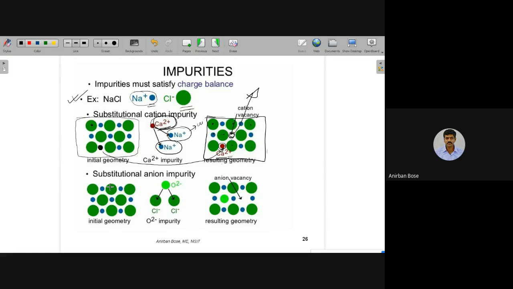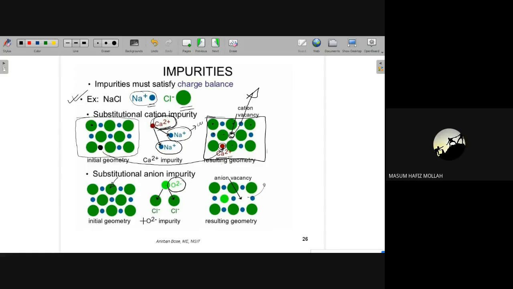Now in a similar way, suppose one of the chlorines is substituted by oxygen. You know the valency of chlorine is -1, and if you substitute it by oxygen, then it is possible that one of the chlorines is missing. So anion vacancy is possible. It completely depends on what kind of substitution occurs. In that case, either cation vacancy or anion vacancy may be observed within this structure. So what we mean by cation vacancy, what we mean by anion vacancy, is it clear to you?